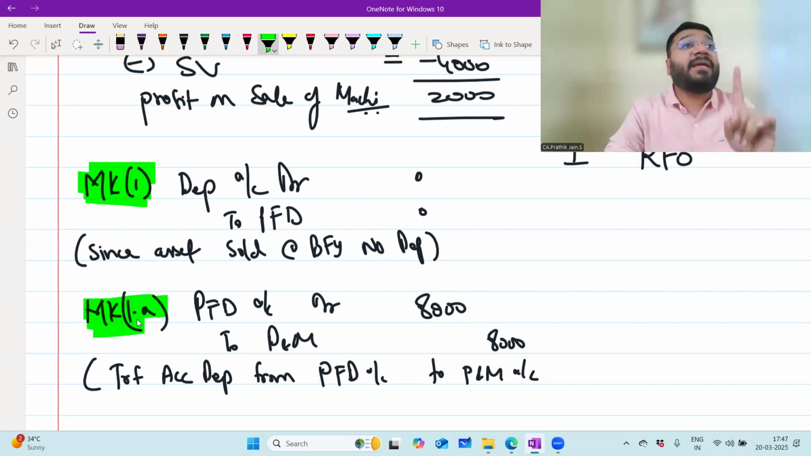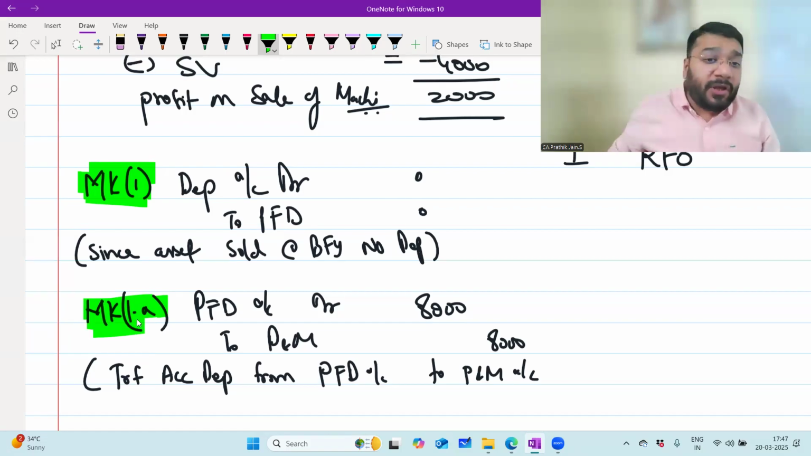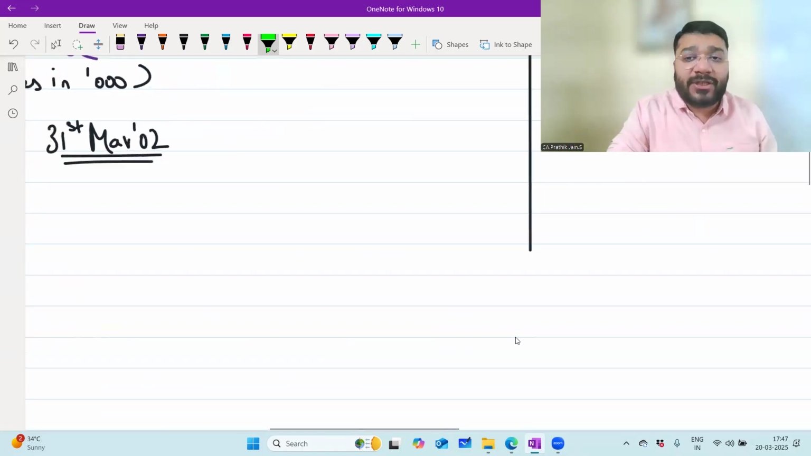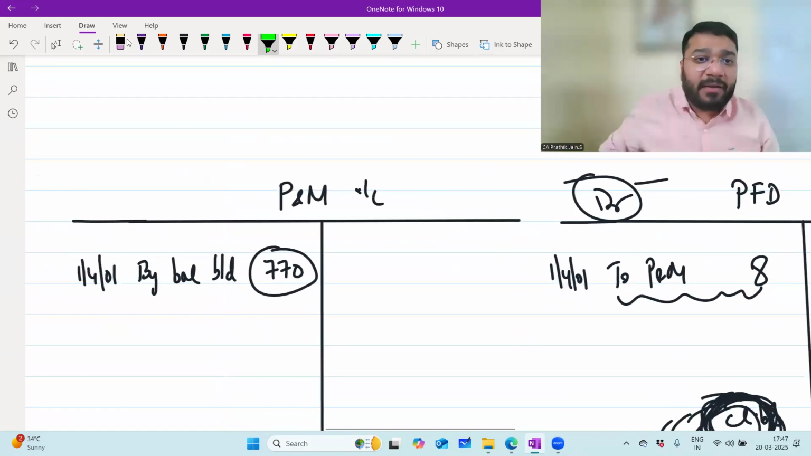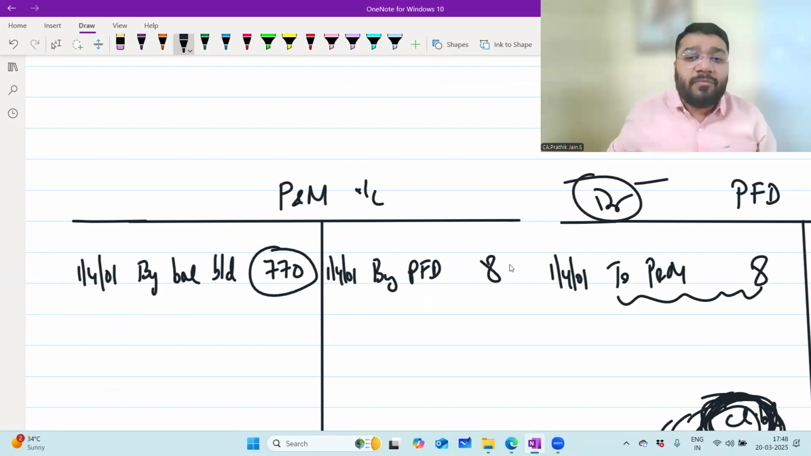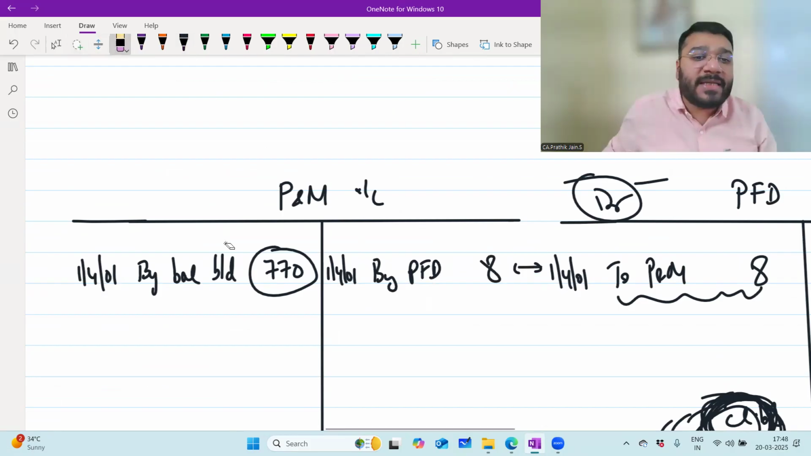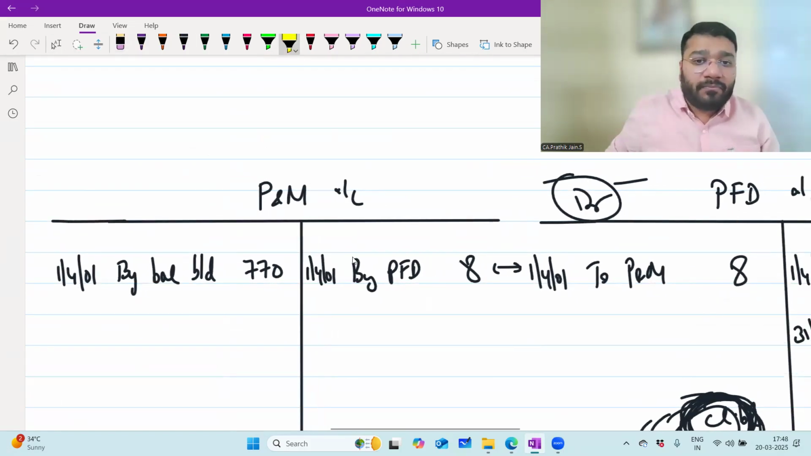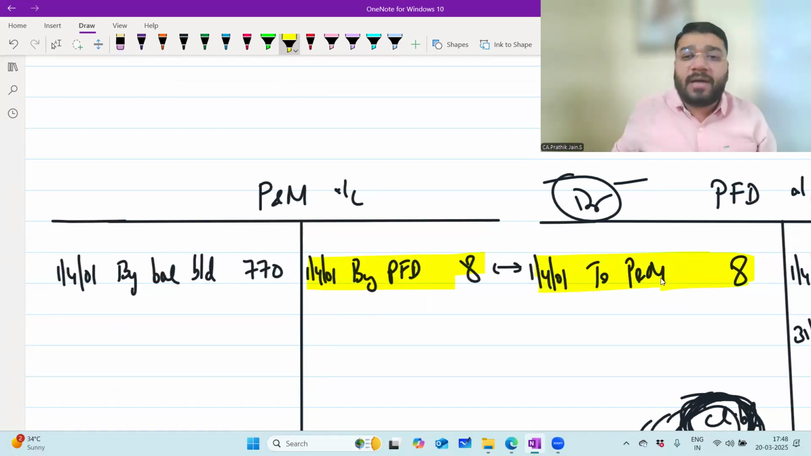Monkey one entry done. Monkey 1A entry also done. Without forgetting, post this where? In the asset account, plant and machinery account also. So now the same entry will come here also. On which date? 1/4/2001 by PFD. How much? 8,000. Which means both the entries will be recorded simultaneously here and here also. Any objections, please? This entry and this entry will be recorded simultaneously. Both are to be recorded together. Any problem?